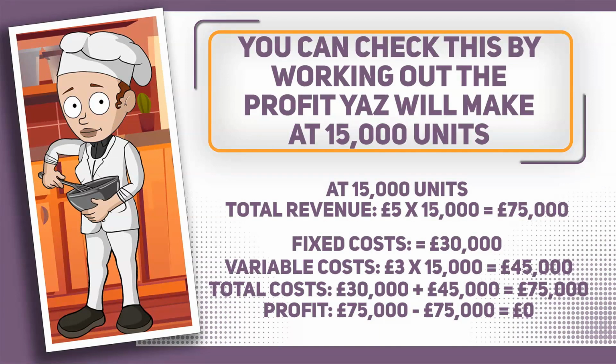So in other words, total revenue equals total costs. And this shows us that Yaz does need to produce and sell 15,000 cake jars so that she makes just enough revenue to cover her total costs.